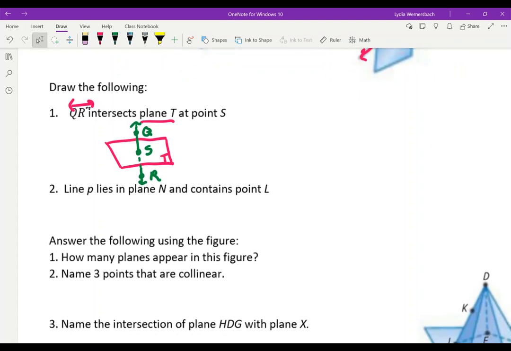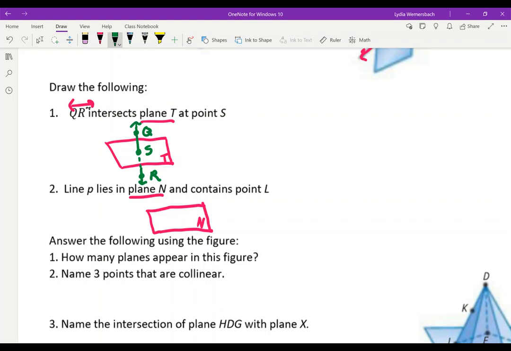Okay, so the next one says line P lies in plane N and contains point L. So again, let's draw a plane. We'll start with a plane. Oh, my planes are not looking great today. But we'll call this plane N. Again, uppercase script letter in the corner, and that's how we know it's a plane. No point next to it.